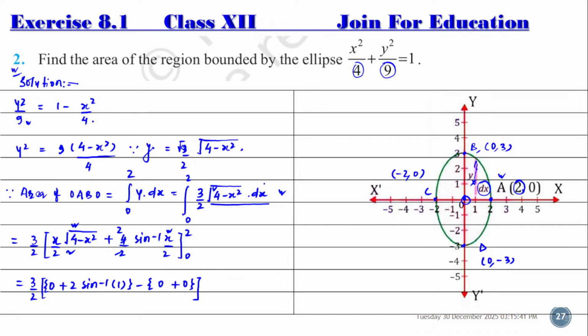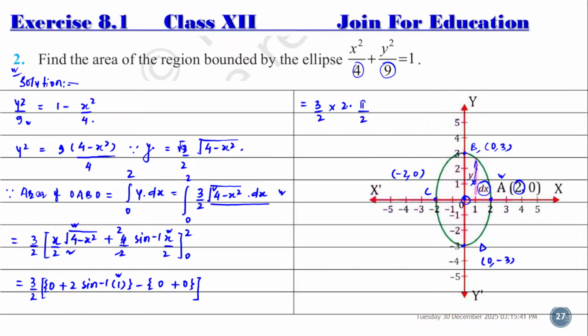After the simple calculation, we get here 3 by 2 into, we know that sine inverse 1 equal to pi by 2. So we write down here into 2 into pi by 2. Is there any problem understanding up to this step?